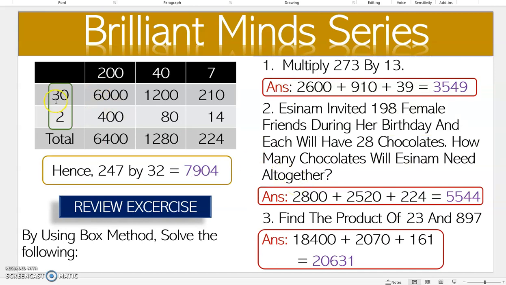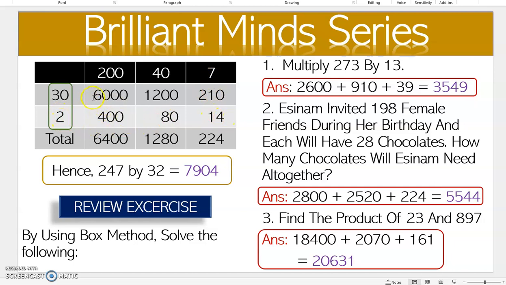So the 32 is the multiplier. When you separate it, you get 30 and 2. And then 247, which is the multiplicand, has to be on the horizontal column. And that's going to be 200, 40, and then 7. So 30 times 200 gives us 6,000. 30 times 40 gives us 1,200. And then 30 times 7 gives us 210. Then 2 times 200 gives us 400. 2 times 40 gives us 80. And then 2 times 7 gives us 14.